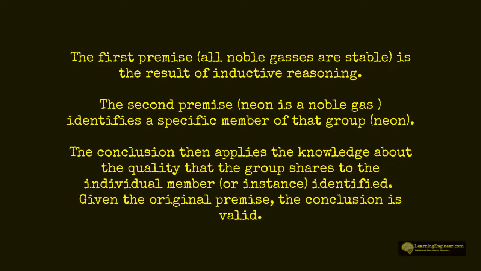The first premise, all noble gases are stable, is the result of inductive reasoning. The second premise, neon is a noble gas, identifies a specific member of that group, neon. The conclusion then applies the knowledge about the quality that the group shares to the individual member or instance identified. Given the original premise, the conclusion is valid.